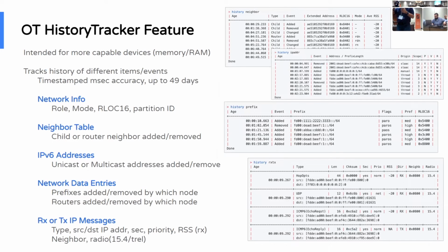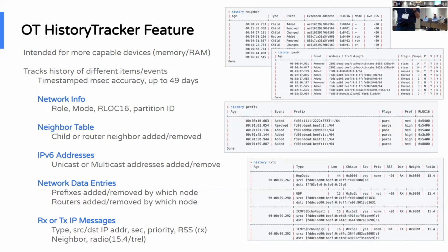So, I'm reaching towards the end. I want to highlight two or three, maybe lesser known, features of OpenThread. One that I encourage people to consider is a feature called History Tracker. This is intended for more capable devices, in the sense that they have RAM and are border router style, so you're not restricted by memory. It tracks the history of different items or events on the device, and it's useful for debugging and knowing what really happened in your network.